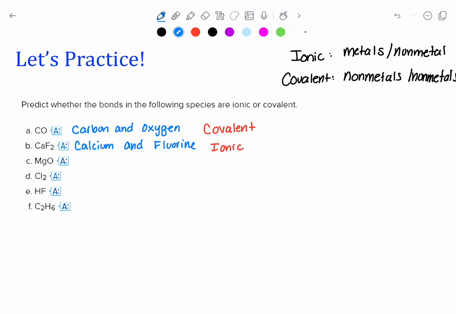In example C, we have Mg, which is magnesium, and we have oxygen. Magnesium is a metal, it's in group 2, and oxygen is a nonmetal. Therefore, this is an ionic compound. In our last 3 examples, we have chlorine, Cl2, so chlorine is just bound to chlorine. Since chlorine is found in the nonmetals, both of those chlorines are nonmetals, so this would be a covalent compound.